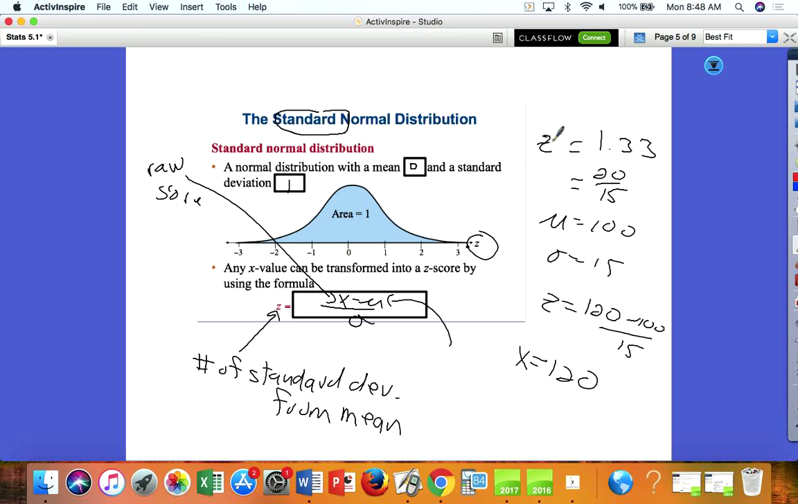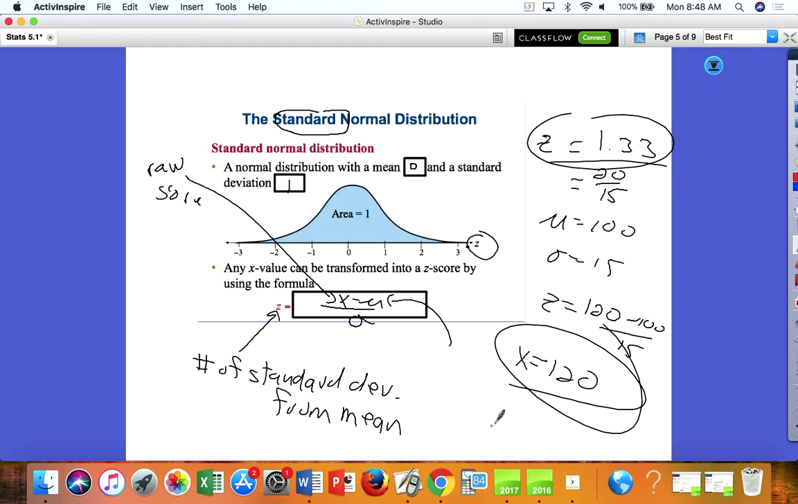Okay? What does this mean again? What does 1.33 mean about 120? How far away it is. Right, the number of standard deviations above the mean in this case. If it's negative, it is below the mean. If it's positive, it's above the mean. So we have a positive z-score here. So this is above the mean of 100. Now, what the table will do is it will tell you what percent is below that z-score.